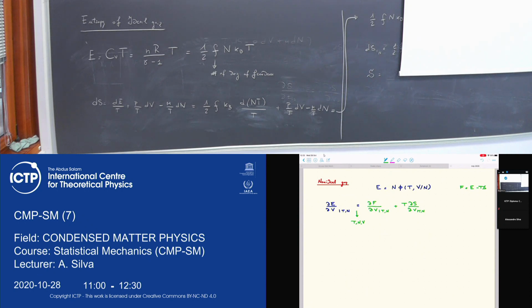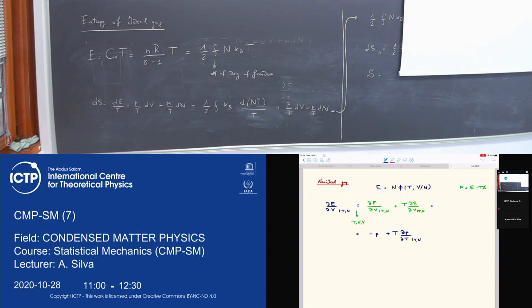So now I use Maxwell relations, right? dS/dV is dP/dT. And therefore this is equal to minus P, as you correctly said before, plus T dP/dT, at constant volume and number of particles.